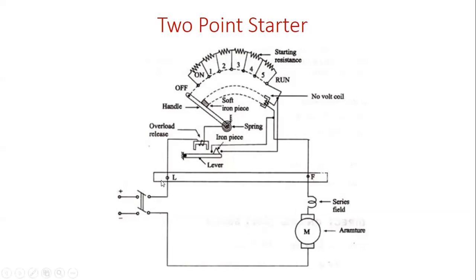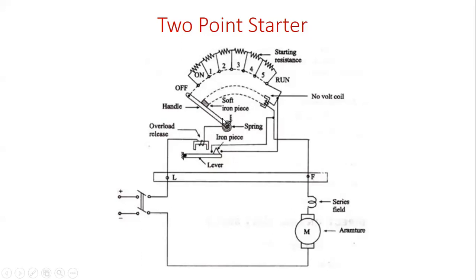See here, we have only two terminals in the starter, the line and the field. One is line and the other is field, so it is said to be a 2-point starter. Now, from the line terminal, it is connected to an overload relay, and this is said to be the overload relay. This overload relay is connected to a handle.